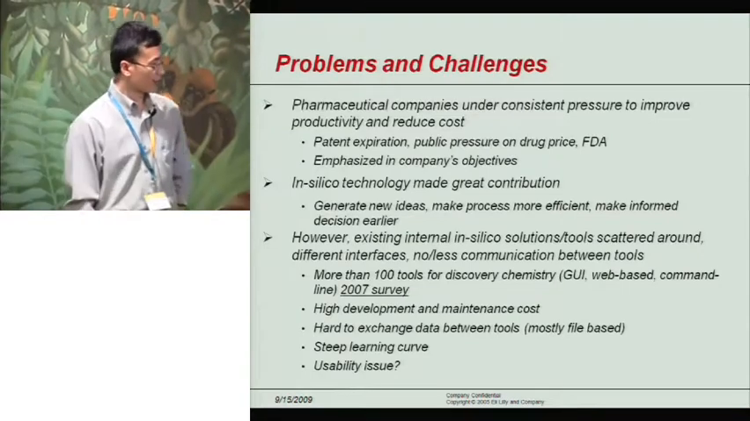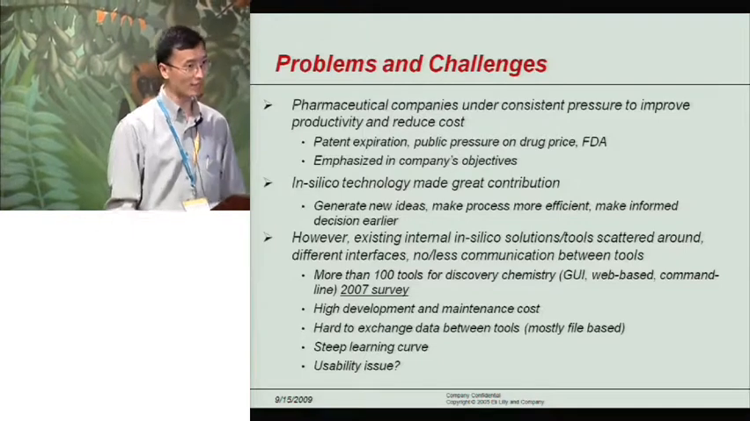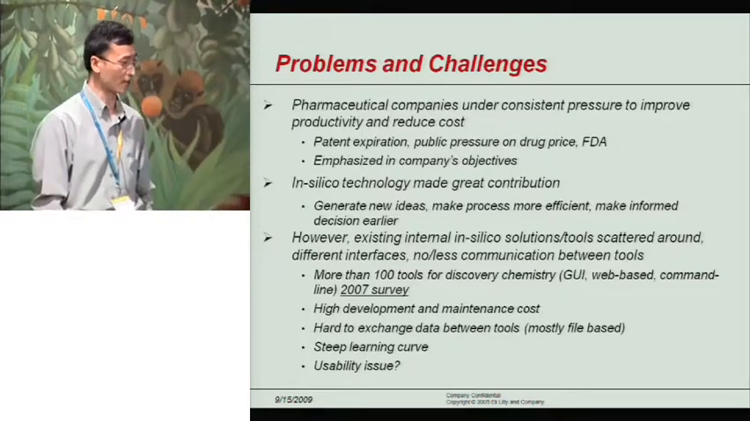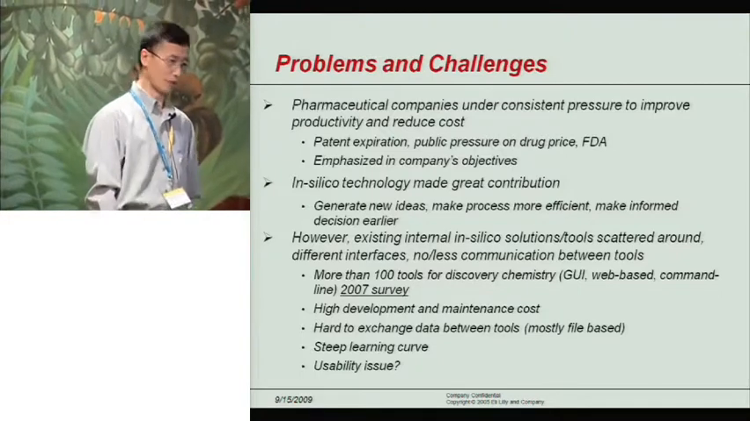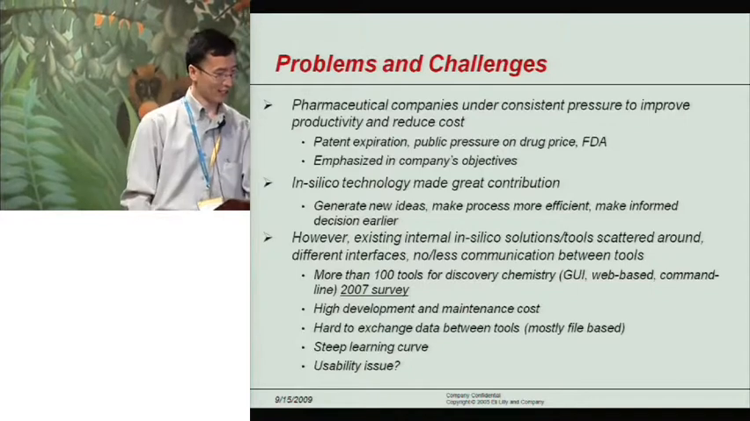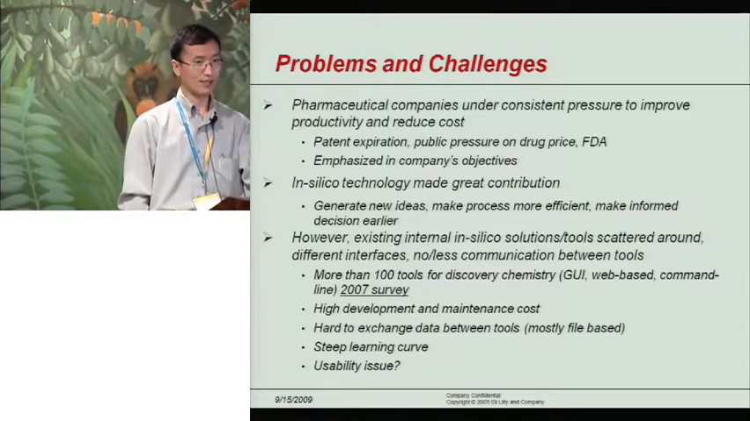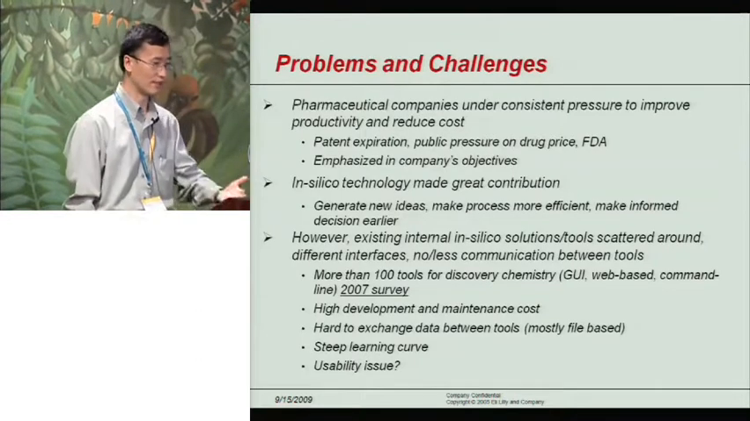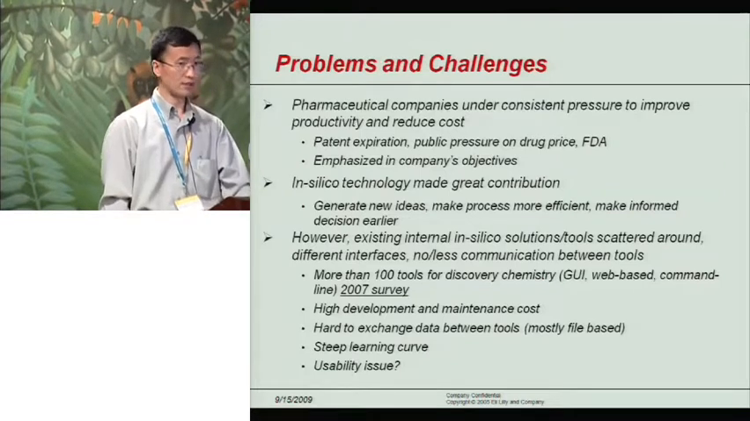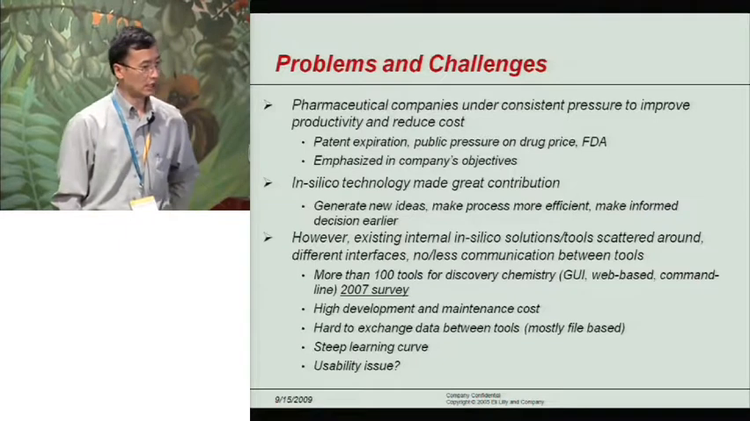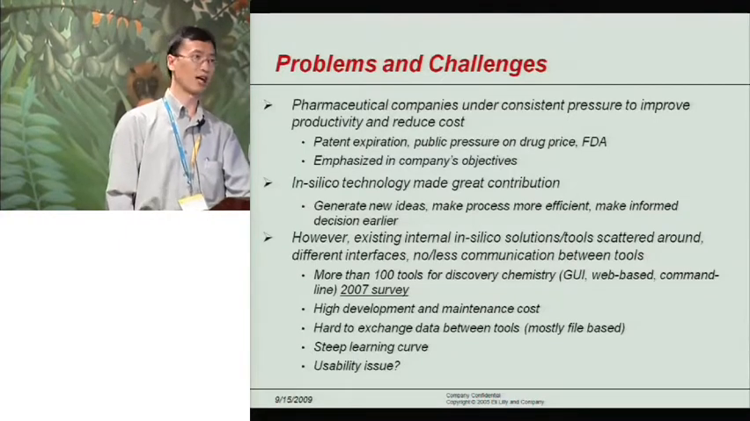Everybody knows the pharma industry faces tremendous pressure from government, from the general public to reduce the cost and provide better medicines, and also from Wall Street. So we failed this time. In-silico technology was meant to help resolve this, at least in the drug discovery process, by reducing cost. But at this point, existing in-house in-silico solutions are really not up to par.